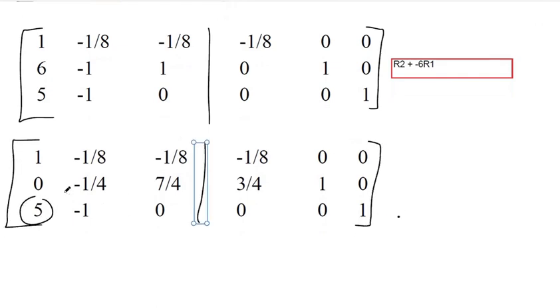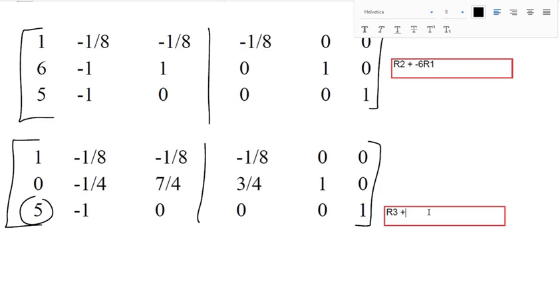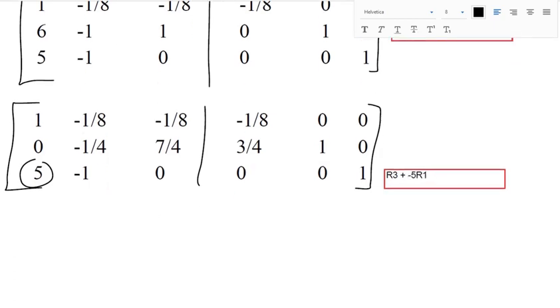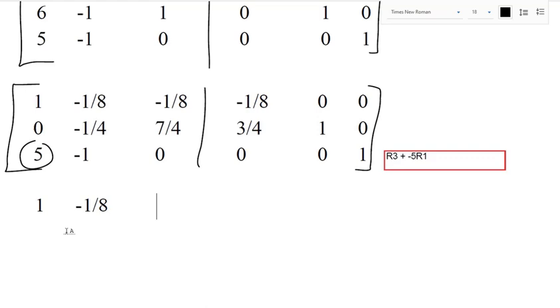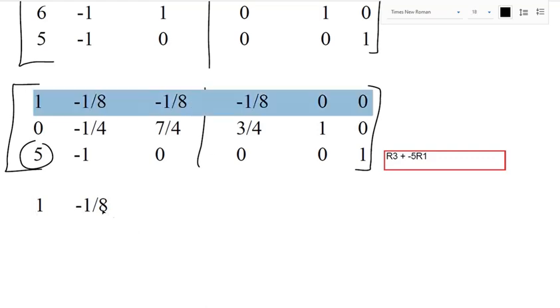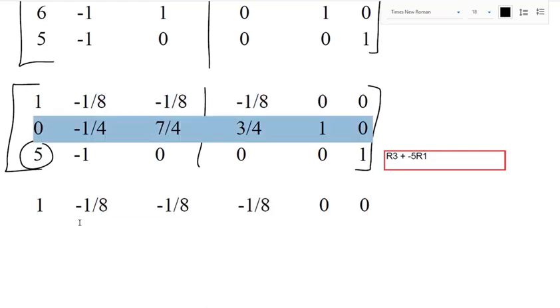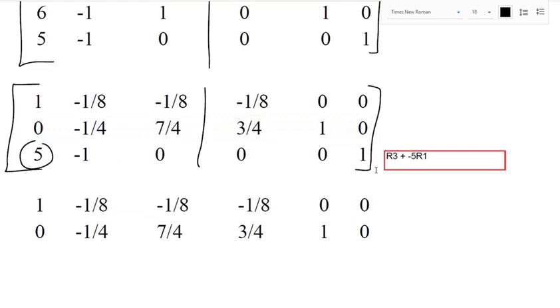Okay, we still need a zero down here. So I'm going to take row three. I'm going to add -5 times row one. So that's what that one in the diagonal helps us easily do. So that's why we always start with that. So this stays the same. You could just copy and paste this row. Oh, that's so much better. This stays the same. But then down here, -5 times one makes -5. -5 plus 5 makes 0.